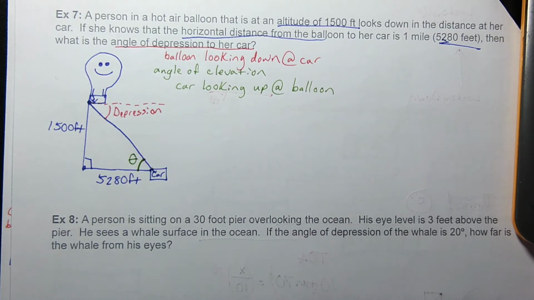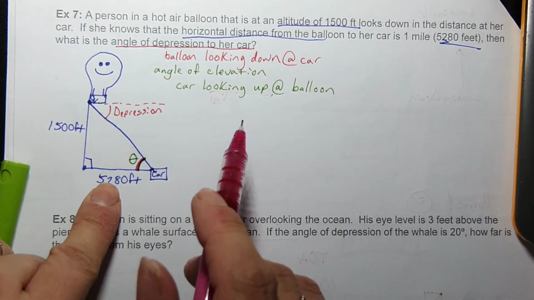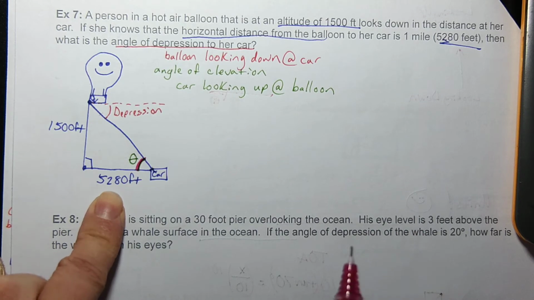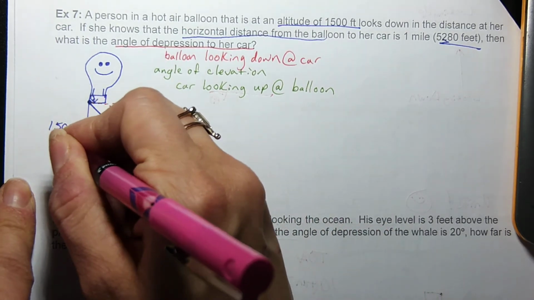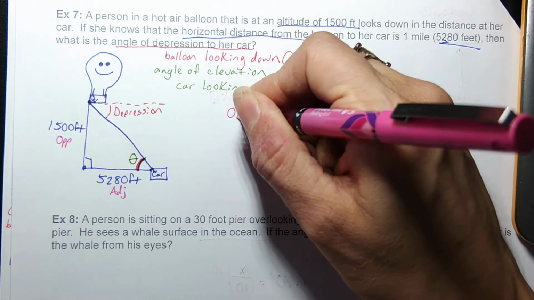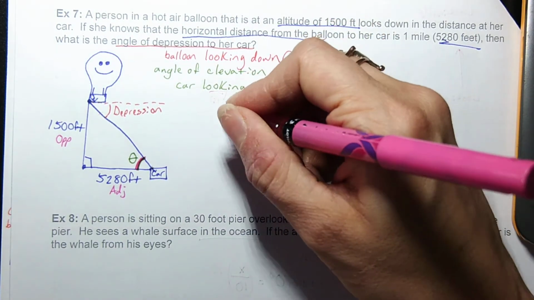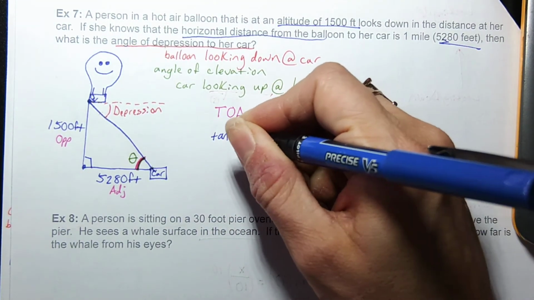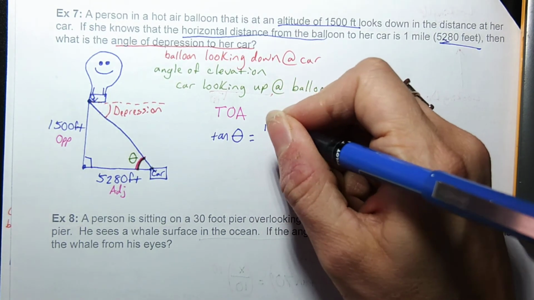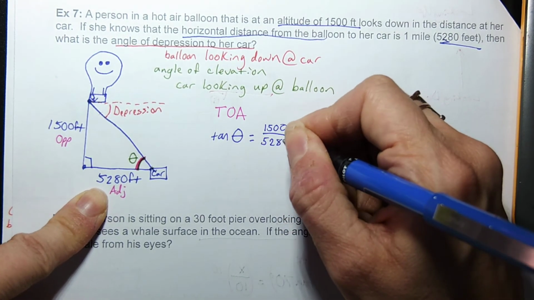Now, even though we're solving for an angle here, we still start the process in the same way. I mark the angle, there it is. And we say, what is the side relationship of 5,280 to that angle? Is it opposite, adjacent, or hypotenuse? Adjacent. And what about 1,500? Opposite. So we've got OA. So what trig relationship will we use? TOA. So tangent. So tangent of theta equals opposite, which is the 1,500, divided by the adjacent, 5,280.